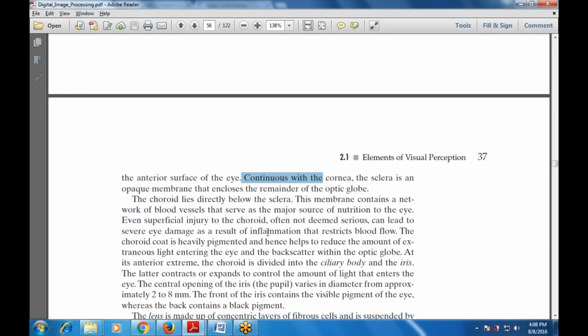The choroid lies directly below the sclera, and this membrane contains a network of blood vessels that serves as a major source of nutrition to the eye. Even superficial injury to the choroid, often not deemed serious, can lead to severe eye damage as a result of inflammation that restricts the blood flow. The choroid coat is heavily pigmented and hence helps to reduce the amount of extraneous light entering the eye. The choroid is divided into the ciliary body and the iris.